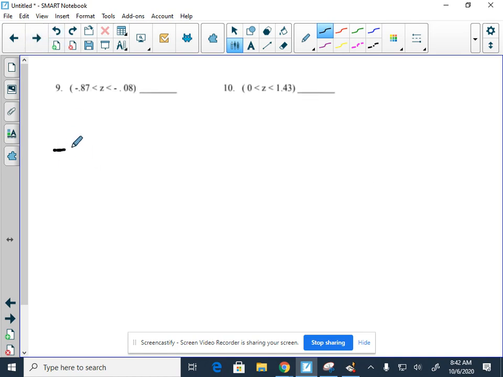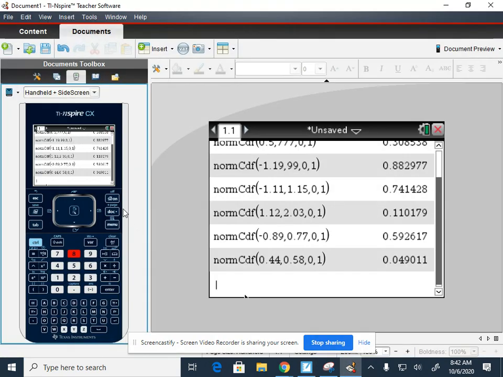Let's go number 9. Negative 0.87. So that's somewhere over here on the left to negative 0.08. Real close to 0. Now, if it was from negative 1 to 0, it'd be 34%. So this is not quite that. So 30%, 28%, something like that.